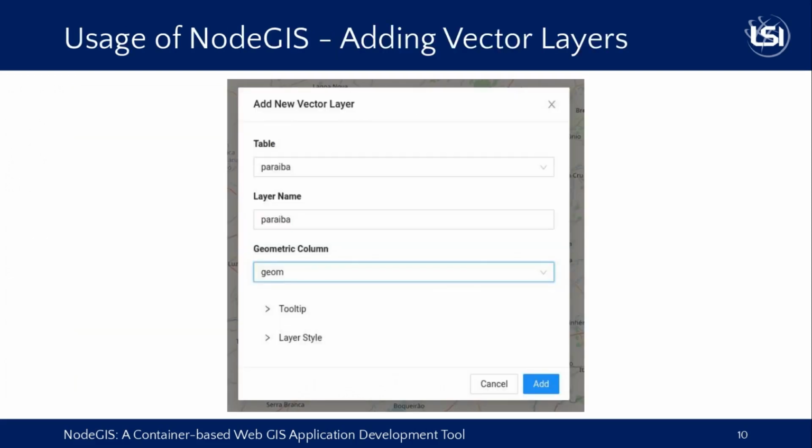Now we are going to see some examples of NodeGIS features. Let's start with adding a new vector layer. When selecting the Add option in the menu, followed by Vector Layer, a dialog analogous to the one shown in the figure is displayed. Users can then select the database table that originates the data, type the name of the new layer being added, and also select the geographic column of the previously selected table that will be displayed on the map.